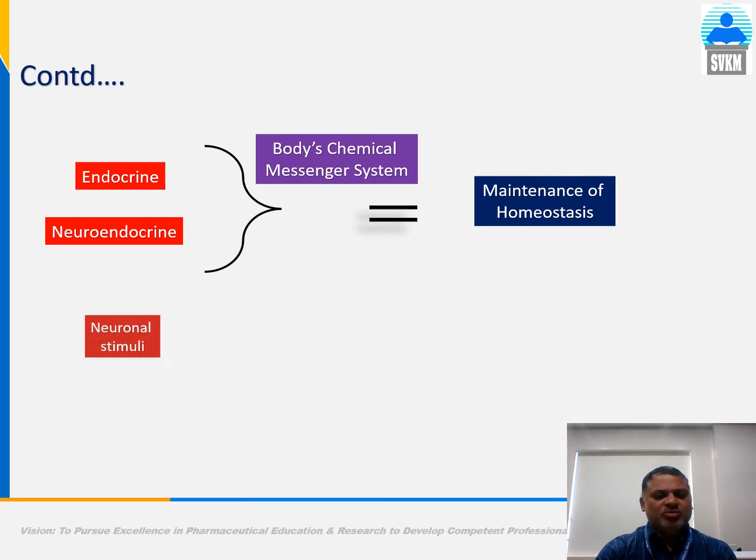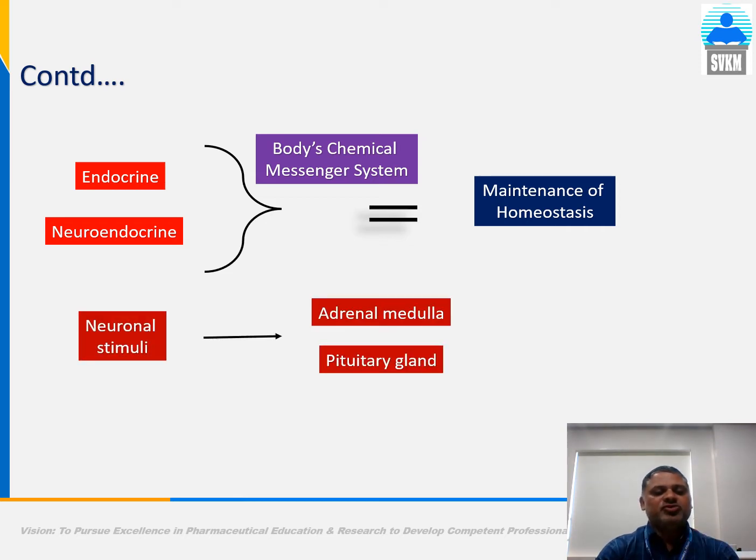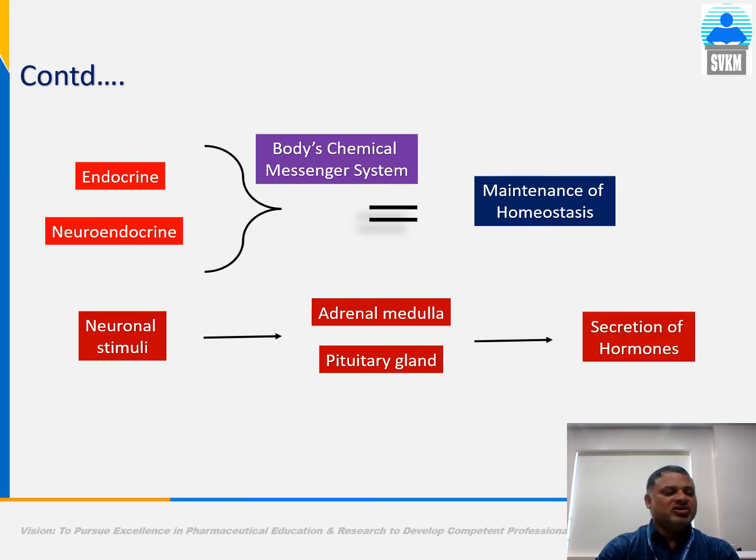Let's take an example. If you see the neural stimuli received at the adrenal medulla as well as the pituitary gland, both the adrenal gland and the pituitary gland are activated by some input, for example neural stimuli, and in response they secrete some kind of hormones.